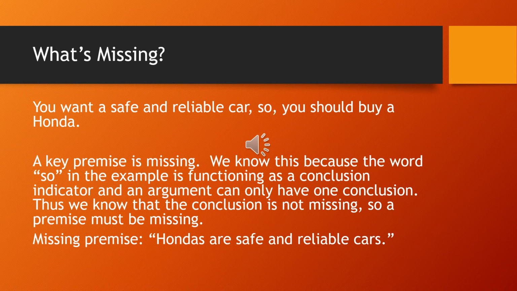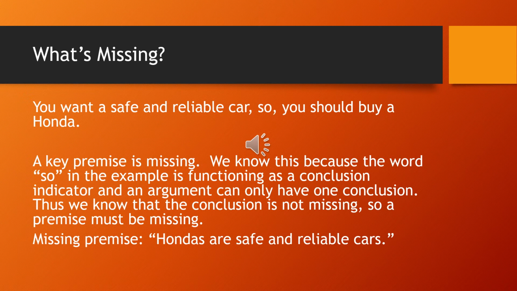Now, applying what we've learned before, we recognize the word so functioning as a conclusion indicator. So that tells us that this particular argument has a conclusion, that you should buy a Honda. Therefore, by deduction, we realize that we're missing a premise. You want a safe and reliable car, but that's not enough to get us to the conclusion that we should buy a Honda without additional information. We're missing a key premise.